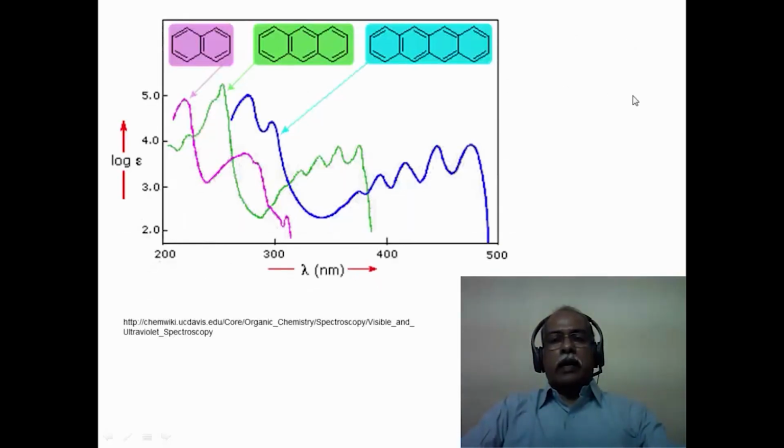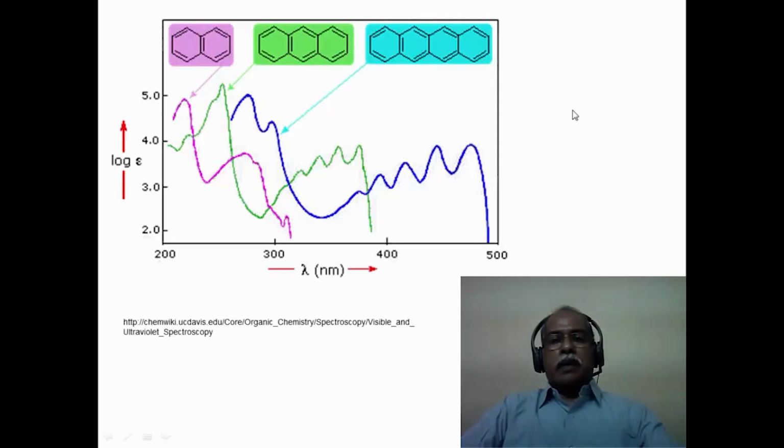benzene to higher polycyclic aromatic ring systems, there is a progressive shift of the pi to pi star transition in the aromatic system because of the extended conjugation present here. The spectra shown here correspond to naphthalene, in the violet color. The green color is the anthracene spectrum, and the blue color corresponds to the tetracene spectrum.